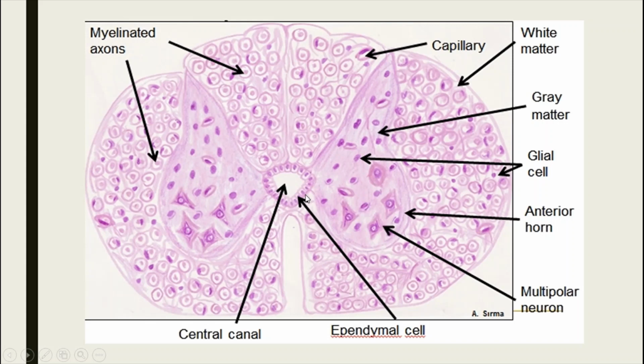And this is the central canal. The lining cells are the ependymal cells, with fluid present inside. The lining epithelium is the ependyma. It's a central canal. So these are the features which have to be drawn in a histology slide. So you can draw the diagram of spinal cord from this slide.